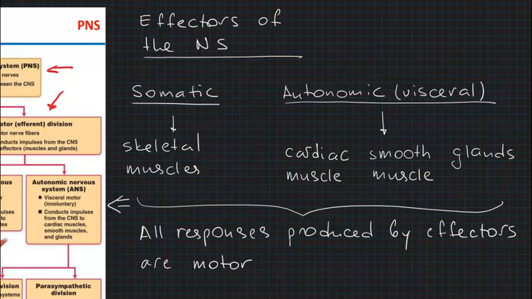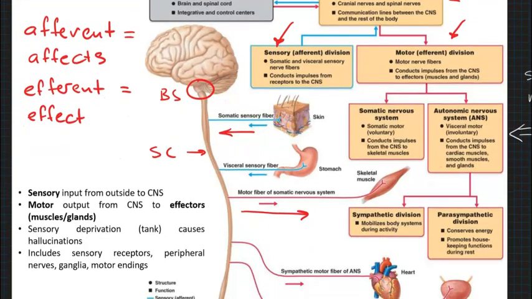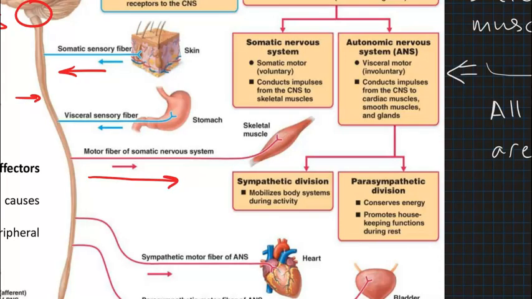Increased heart rate is a motor response because it's mediated by the cardiac muscle. Dilation of your respiratory passages is a motor response. Salivation produced by a gland is a motor response. We clear? Awesome. So within the autonomic branch, you can also see the division into the sympathetic and parasympathetic branches.